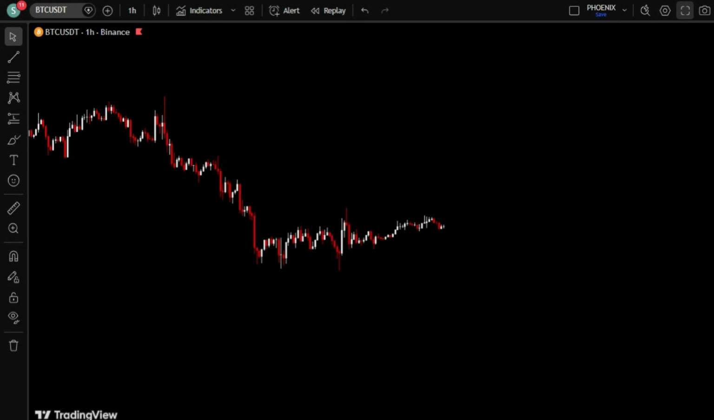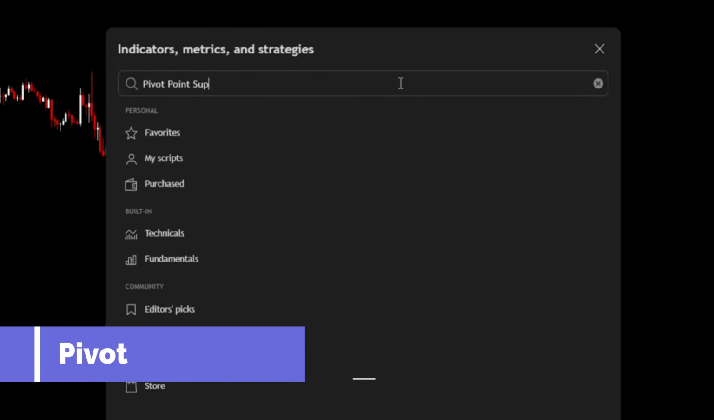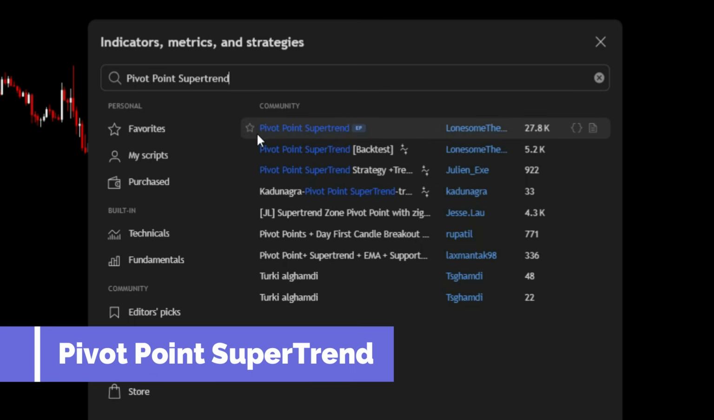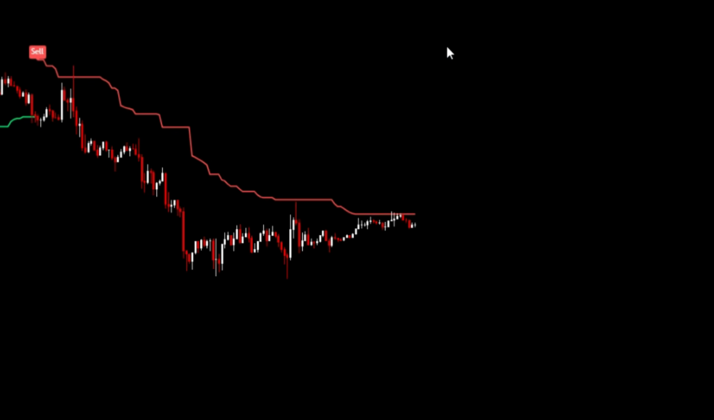To add it to your chart, open the Indicators tab on TradingView and search for Pivot Point Super Trend. As you can see, it's one of the most popular indicators on the platform. Once you click on it, it will appear on your chart with its default settings.